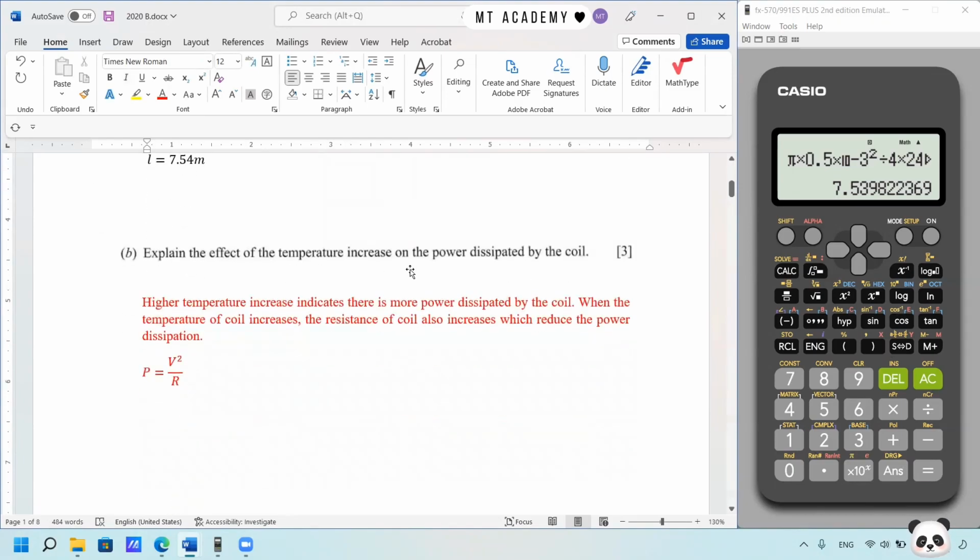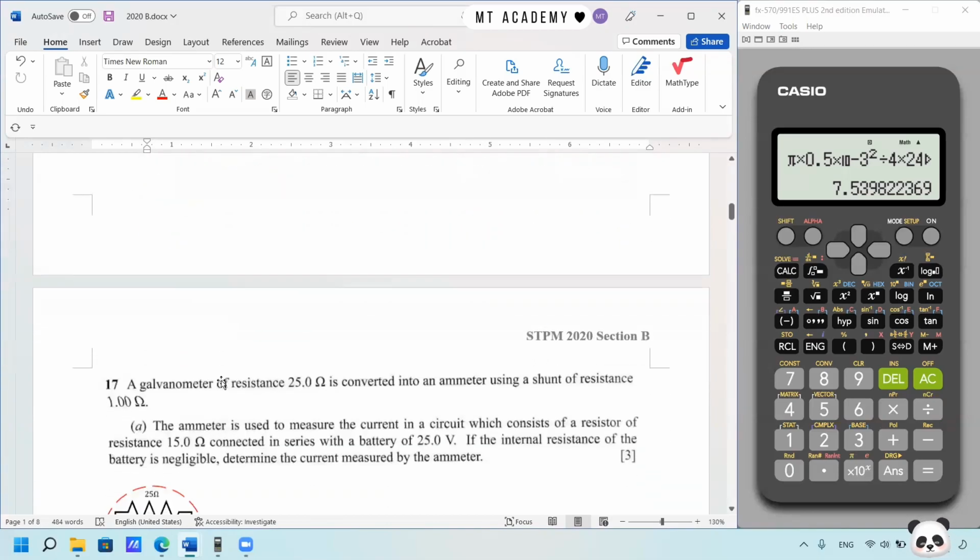Explain the effect of temperature increase on the power dissipated by the coil. So we learned that when there is current flow through the coil, there is power dissipation as heat energy. So higher temperature indicates there is more power dissipated by the coil. And when the temperature of the coil increases, resistance also increases because this is a conductor. This also reduces the power dissipation because the power is inversely proportional to the resistance of the coil. If you relate this back to daily life, when you heat up water, the rate of change of the temperature gets slower when it is close to the boiling point of the water. So that's what happens.